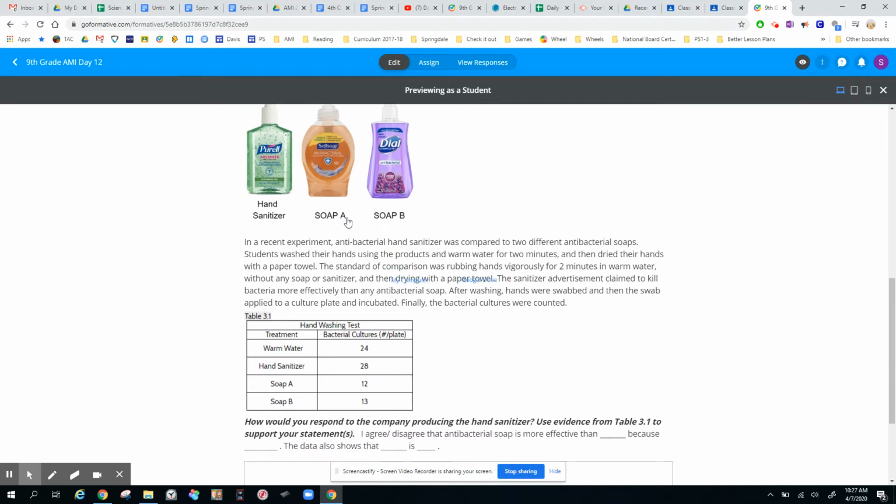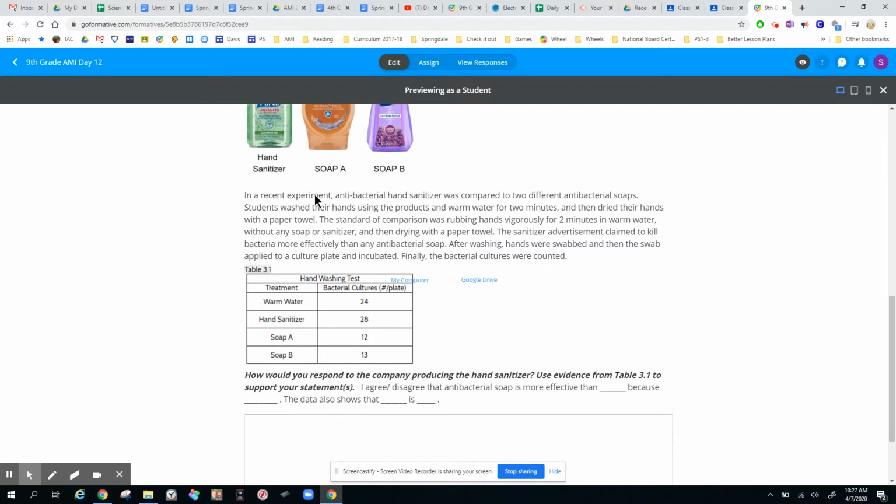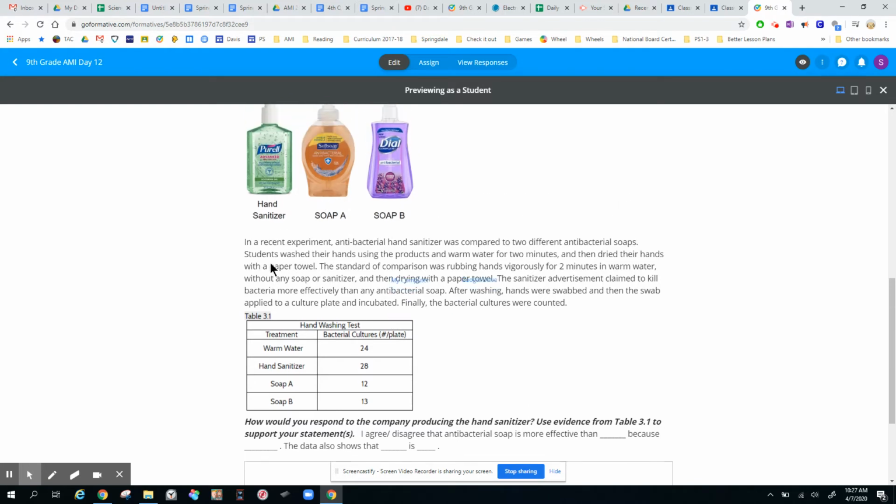So we've got hand sanitizer and two different antibacterial soaps pictured. And here is the paragraph that you need to be reading. In a recent experiment, antibacterial hand sanitizer, so that's the Purell green one, was compared to two different antibacterial soaps. And there's your soft soap and Dial. Students washed their hands using the products in warm water for 2 minutes and then dried their hands with a paper towel. The standard of comparison was rubbing hands vigorously for 2 minutes in warm water without any soap or sanitizer, and then drying with a paper towel.